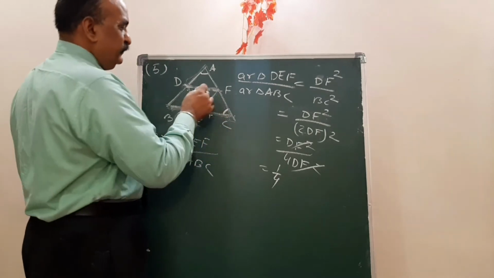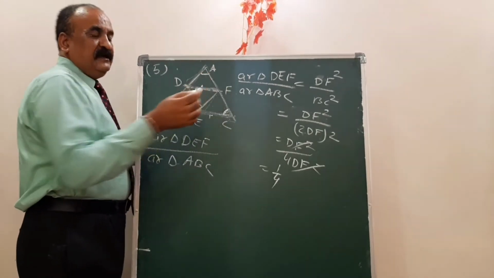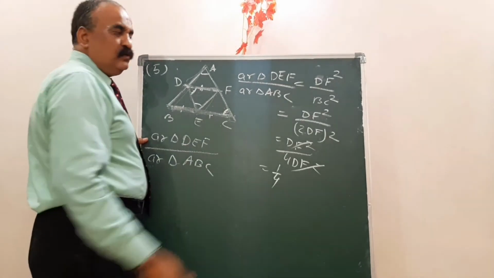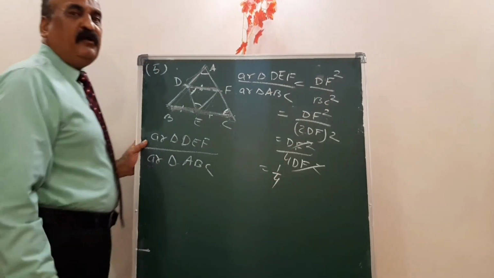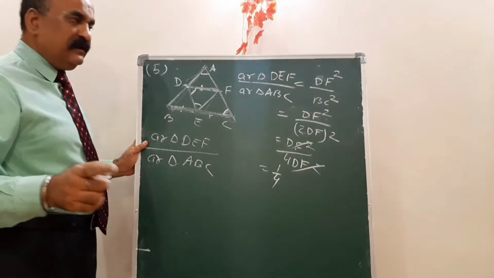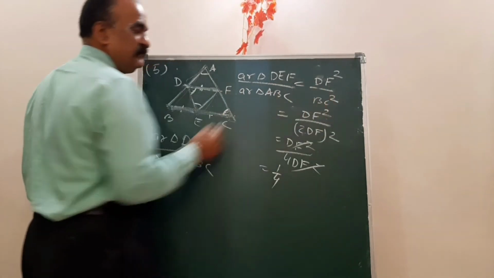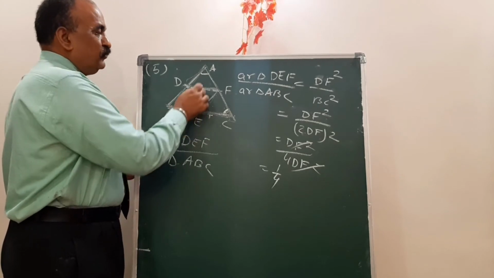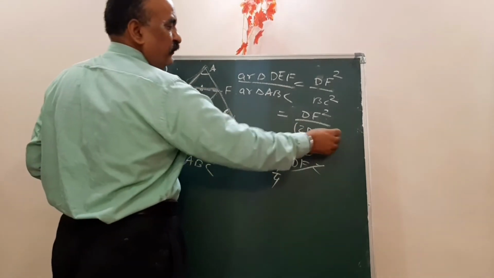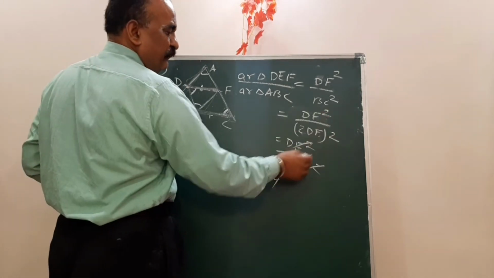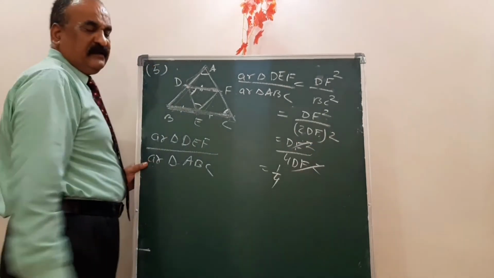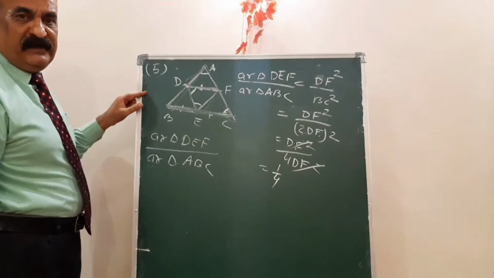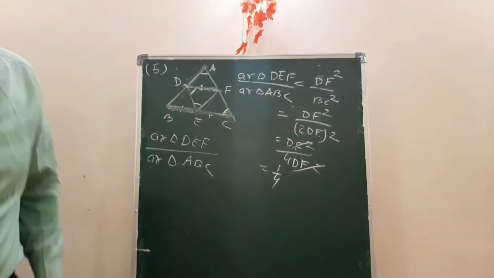See again how these two triangles are similar. It means the ratio of the areas of two similar triangles is equal to the ratio of the squares of their corresponding sides. If the two triangles are similar, so you can write DF square upon BC square, and BC is equal to twice of BE. So in place of BE you can write DF. So 2DF whole square. So DF square upon 4DF square. DF square cancel. Answer is 1 upon 4. This is question number 5. Now question number 6.